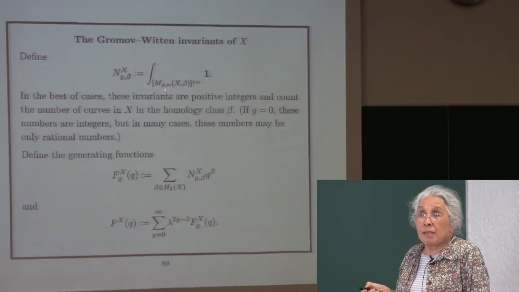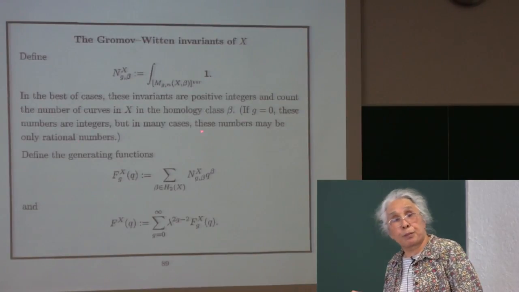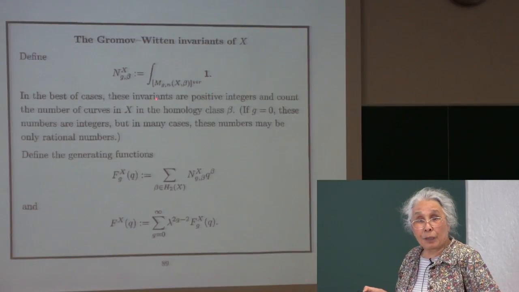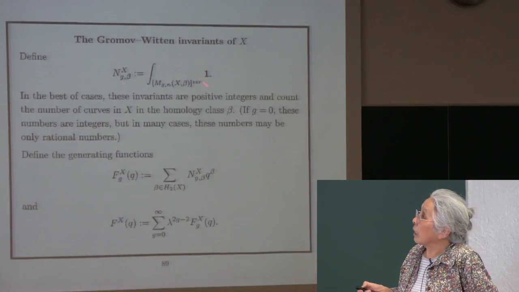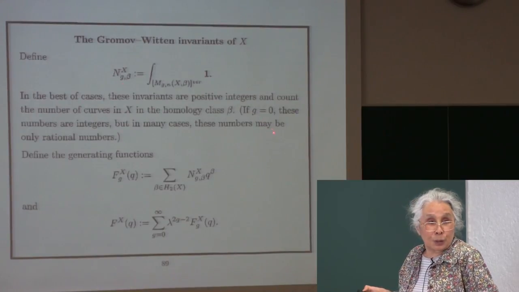So the Gromov-Witten invariants are up to now mostly computed for genus equals 0. For g equals 0, they are integers. Essentially that's the only thing you can do so far.